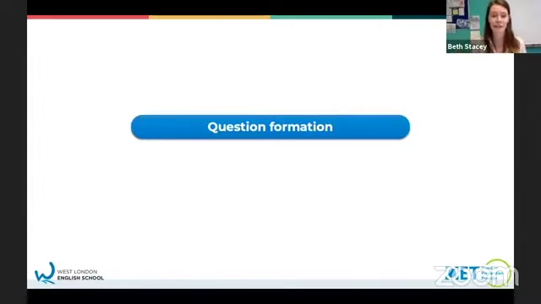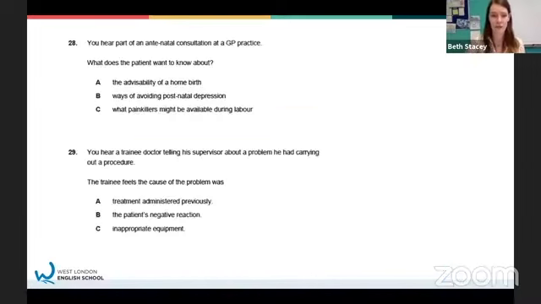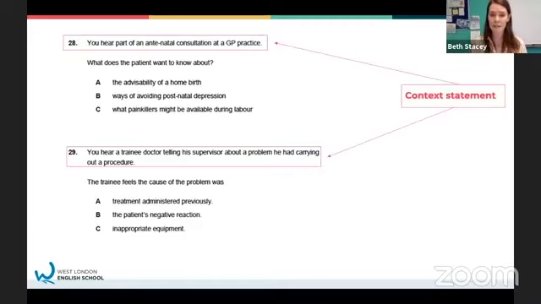So the first strategy, we're just going to have a look at question formation. So how the content creators for OET actually make the questions for you. So here are 2 questions, and you will see at the beginning that there are 2 context statements. Now, these are really important because they tell you maybe who you're listening to, where the people are, and they just give you a general idea of context, as they're called, context statements.